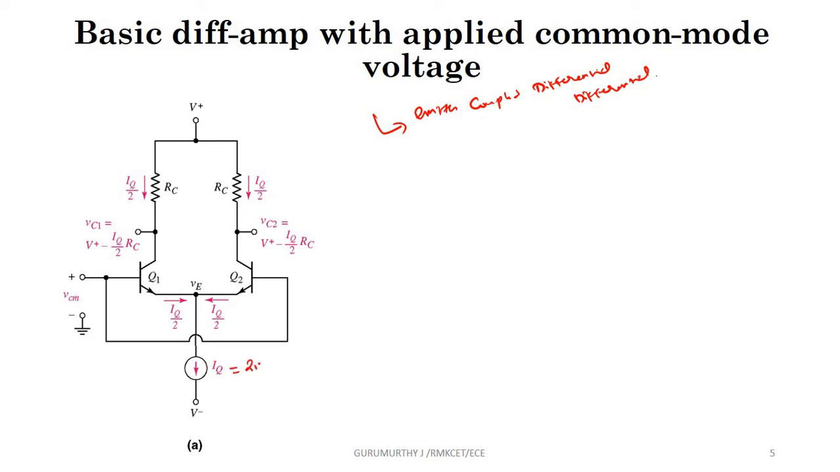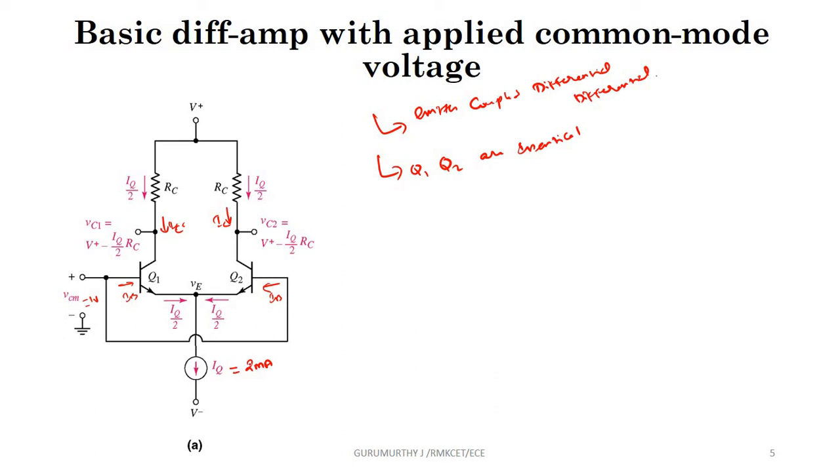Suppose IQ is 2 milliampere. I am going to feed both the bases with the same input of some 1 volt. Both are the same, so both will have the same base current, and both transistors Q1 and Q2 will have the same collector current, provided Q1 and Q2 are identical. If they are identical, the currents will be the same.